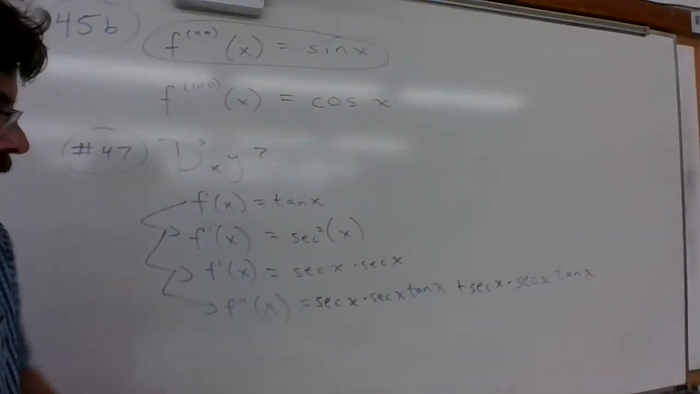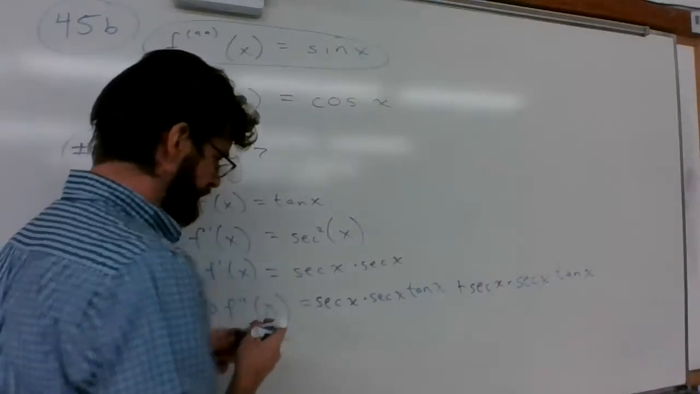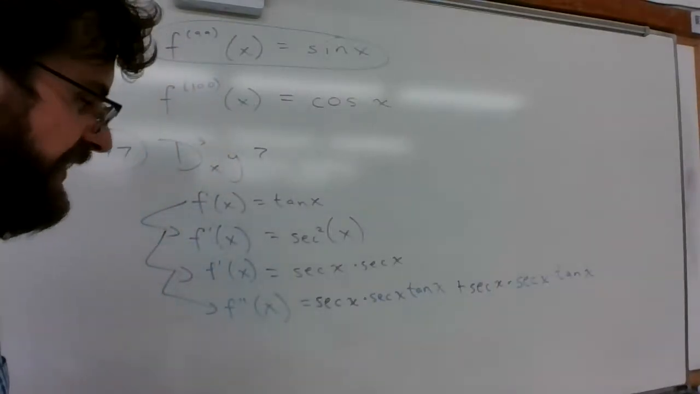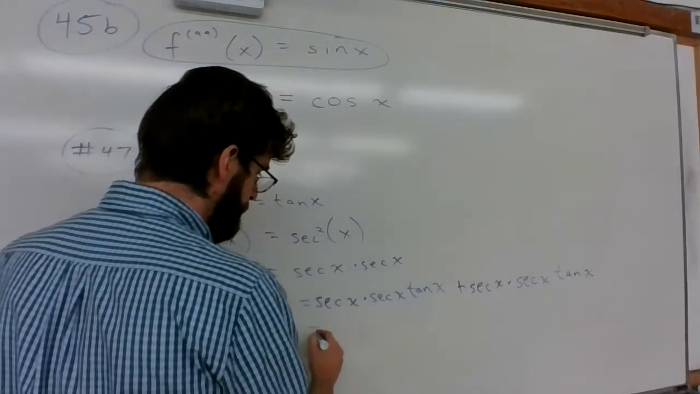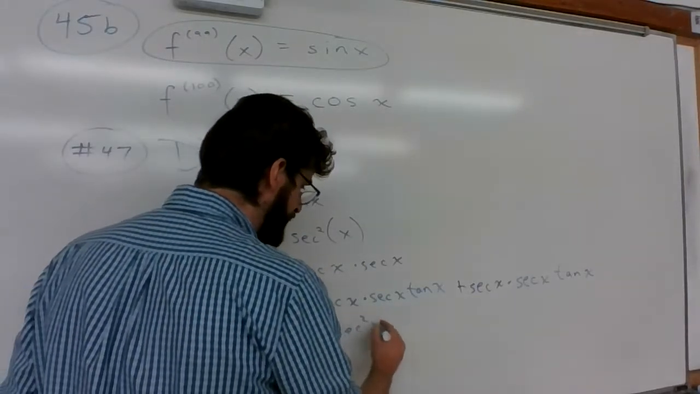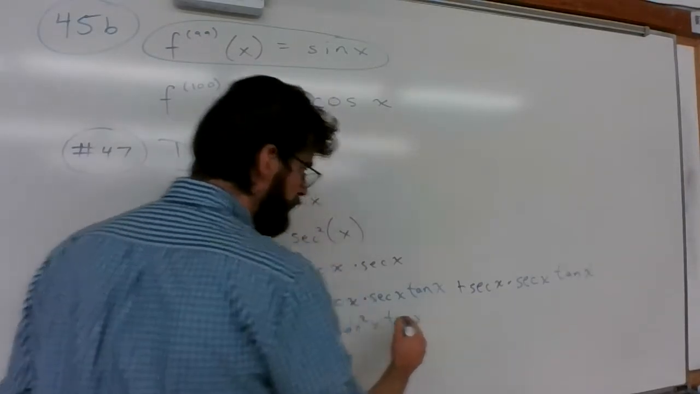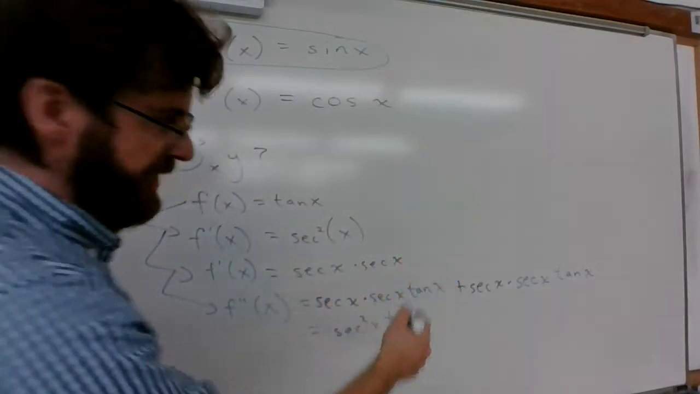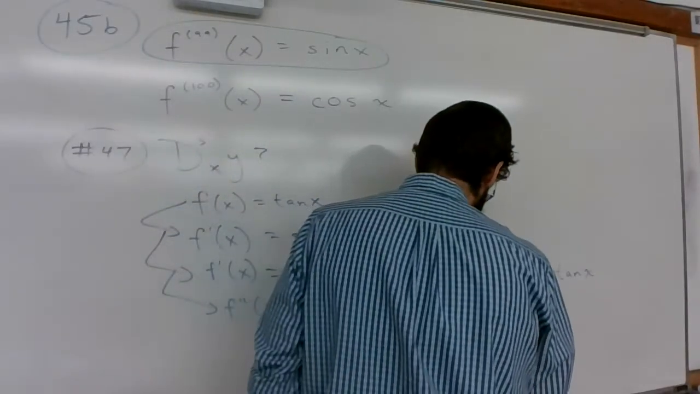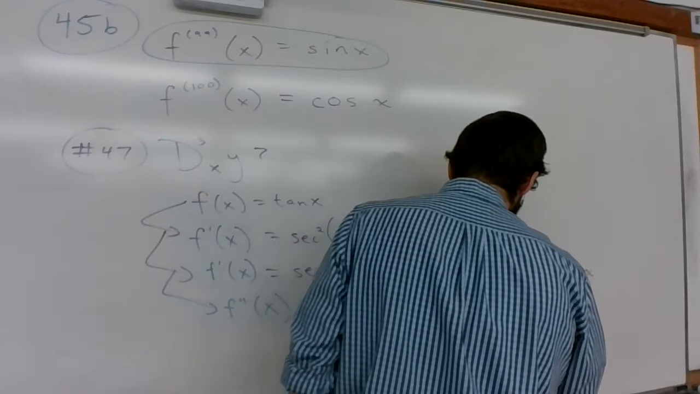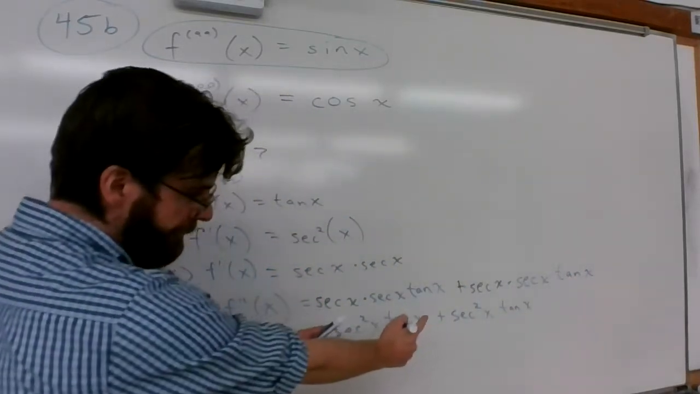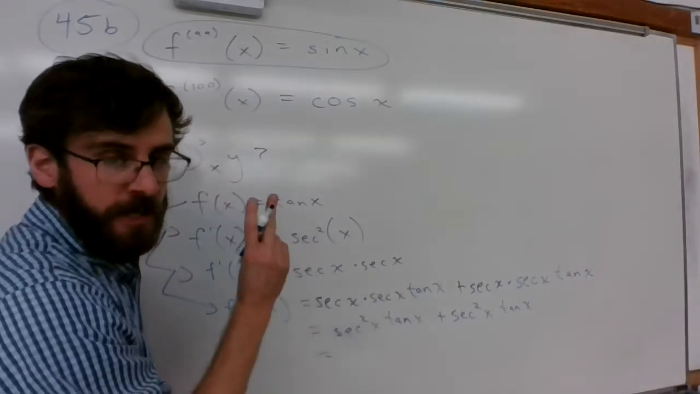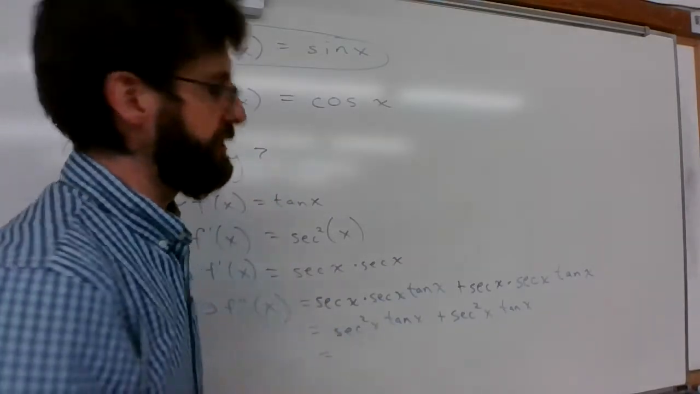Wow. Okay. This is almost not cool. You know what I mean? Like, this is secant squared of x tangent of x plus secant squared tangent of x. Which is two of them. You can combine them and give it a coefficient of 2.